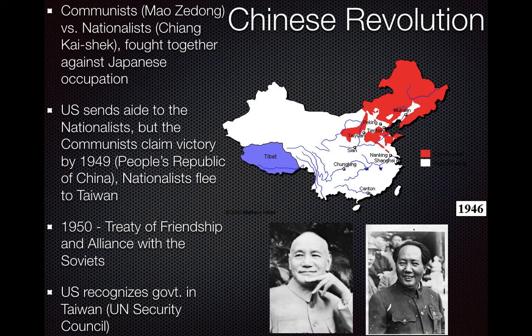By 1950, China and Russia have a treaty of friendship and an alliance with the Soviets. The U.S. will recognize the Chinese government as existing not on mainland China, but instead in Taiwan. This is a little animation of what it's going to look like starting in 1946 and moving to 1950, and communists are the red.